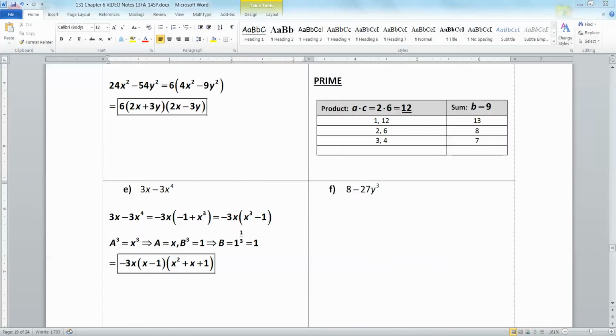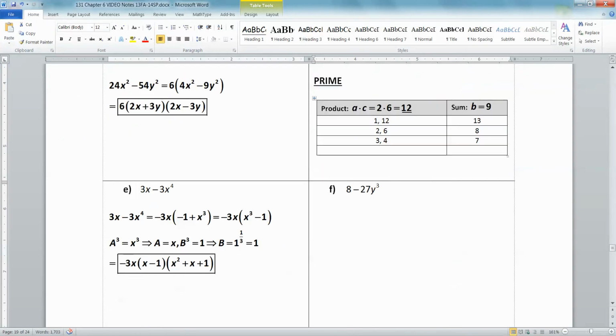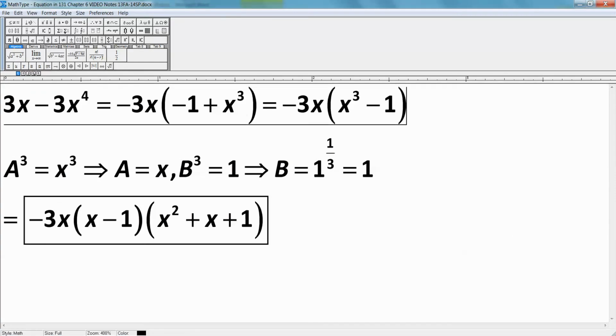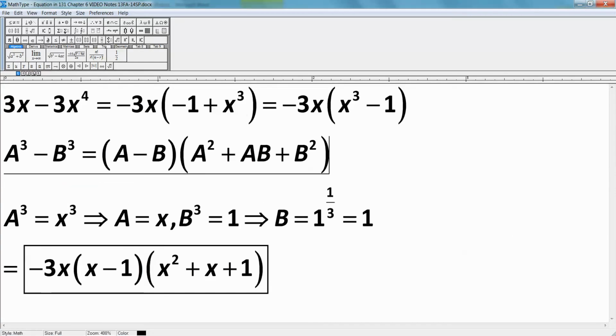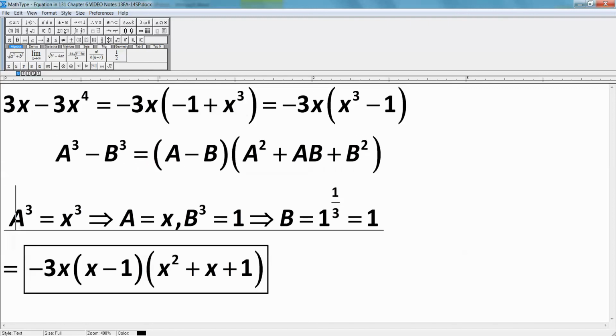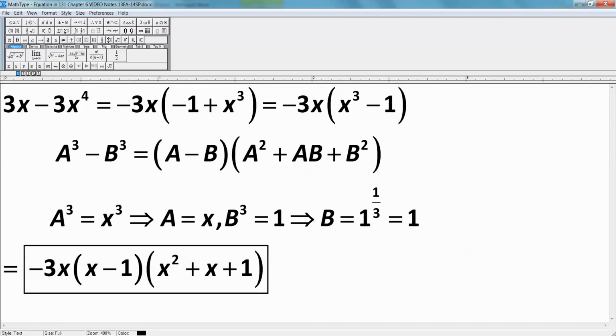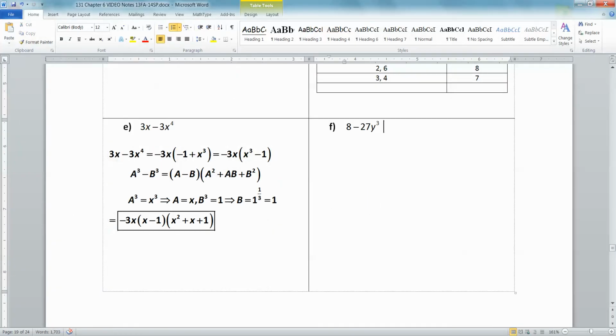And I'm using that difference of cube formula, this formula right here. That's what I'm using to be able to do this, right? So I just know it by heart. So let me put it in there. There you go. So using that difference of cube formula again, but it's a little bit easier on this one because it's just plain x cubed and plain 1, right? So it was a little bit easier to figure out what a and b were. All right, we're done with that one.